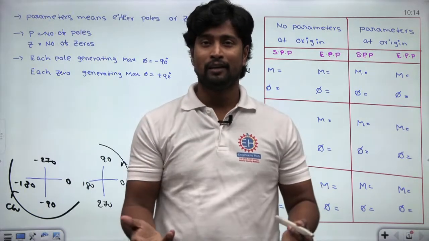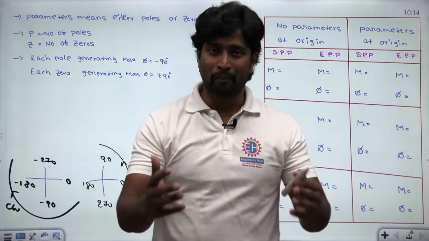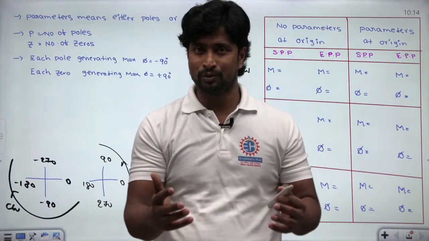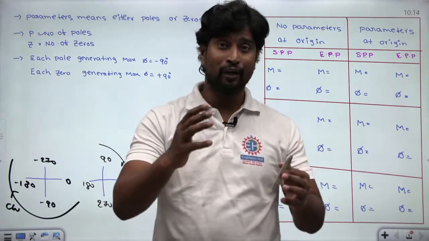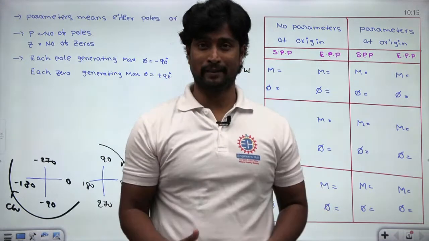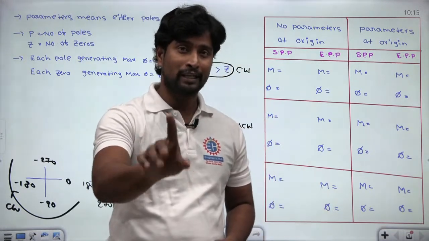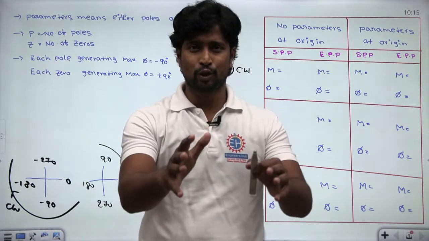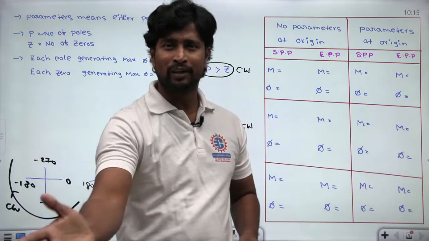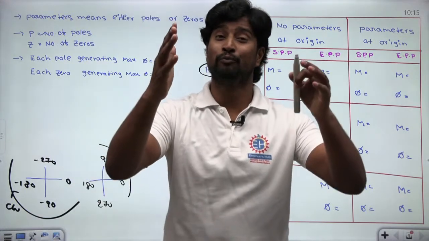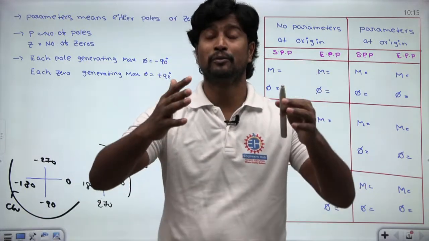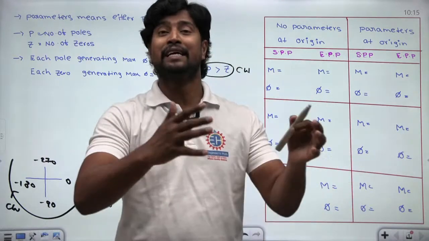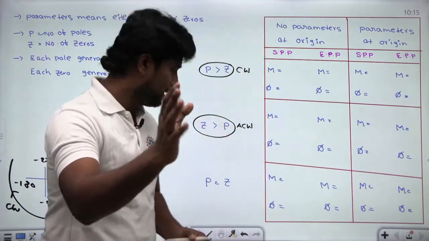Then what? Guys, carefully listen. If the number of poles is equal to the number of zeros, the way of recognition is a different approach. Generally, if poles are dominating, the recognition is very simple. It's a clockwise direction. If zeros are dominating, the recognition is very easy. It's an anti-clockwise direction. By default, if both are equal, how to recognize the direction of that plot? It's very, very simple.